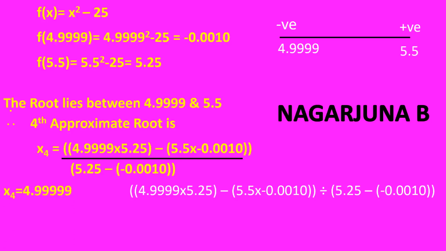This will give the answer as x4 is equal to 4.9999, that is the five nines. As I told, you need to consider up to 4 digits after the decimal point. Now you need to truncate the fifth digit. The fifth digit after the decimal point is 9, which is greater than 5. You need to add 1 to the previous digit. The previous digit is 9. Therefore we add 1.